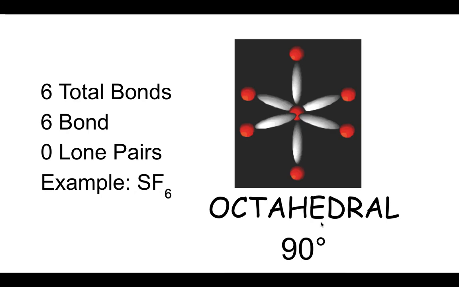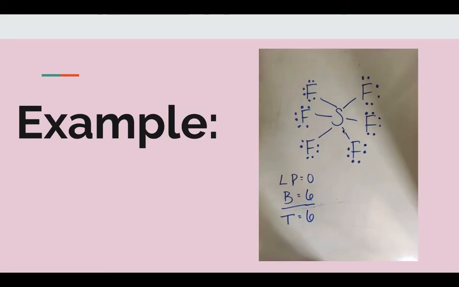Our next one is octahedral. We have 6 total bonds. 6 of them are bonds. There are no lone pairs. Our example is SF6. Sulfur is our central atom. We have no lone pairs on sulfur. We have 6 bonds, 1, 2, 3, 4, 5, 6. 0 plus 6 is 6.